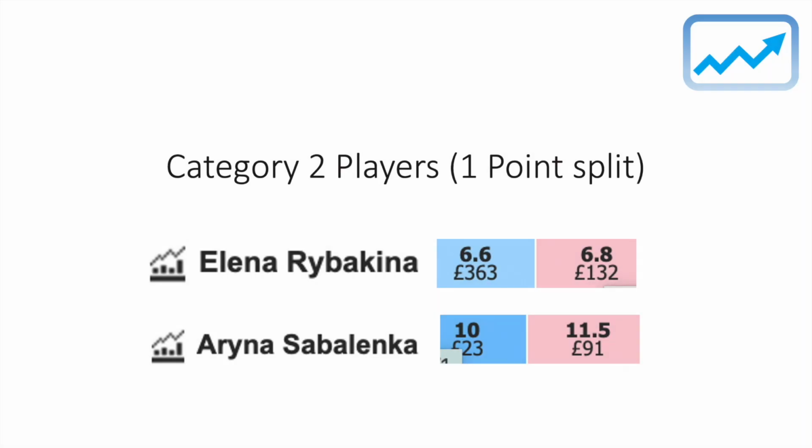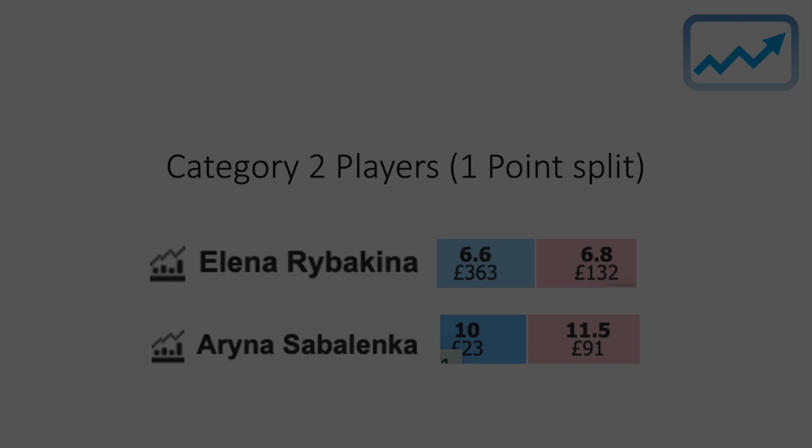For my category 2 selections, which is 1 point split over 2 players, priced between 5 and 10, I've selected Rybakina, priced at 6.6, and Sabalenka, priced at 10. So this is half a point on each of these players. Now, if you followed my Wimbledon selections back in July, you'll see that I picked these 3 players for my category 1 and 2 selections. And of course, we did pretty well out of them.